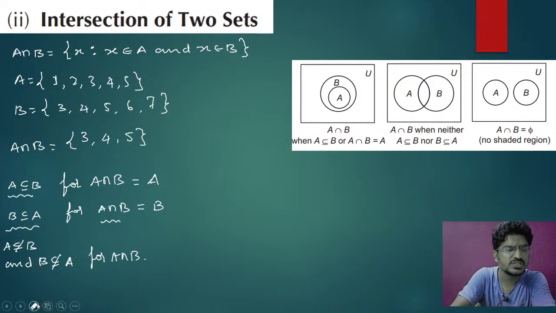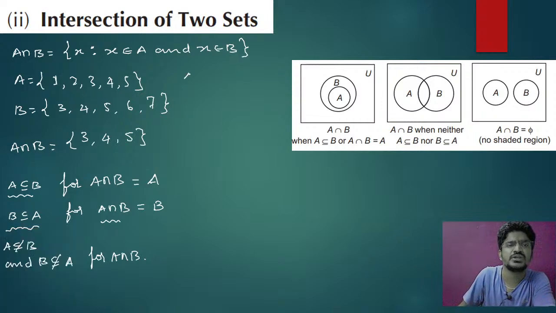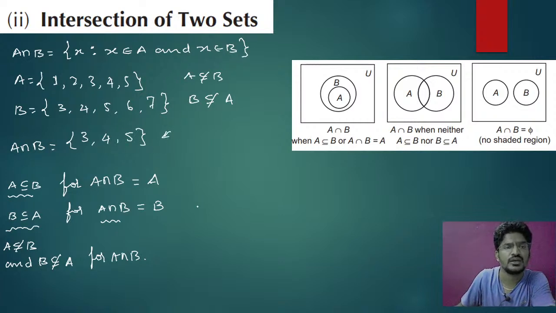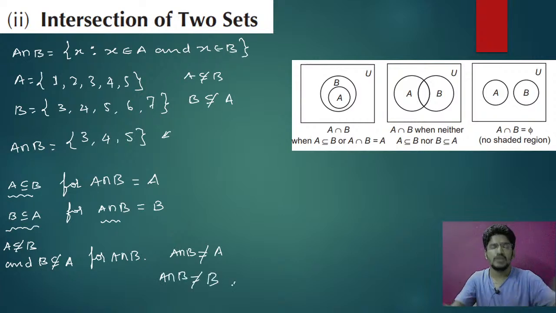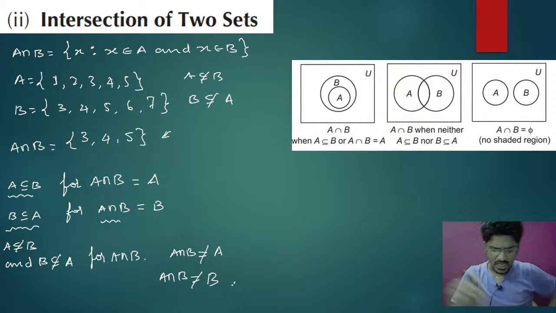Okay. Now you just go for the next conditions. For that I have taken this example. A is not a subset of B, as well as B is not a subset of A. What happens for A intersection B? You get {3, 4, 5}. That means A intersection B is not equal to A, as well as A intersection B is not equal to B. Clear?